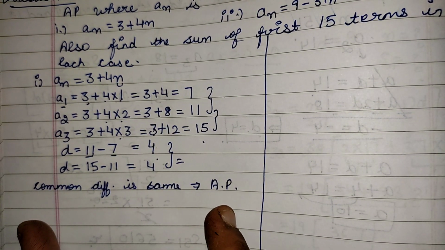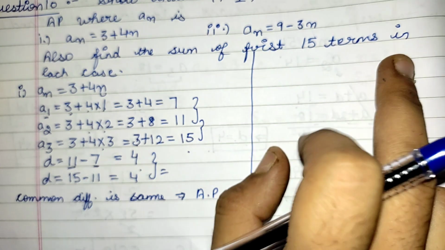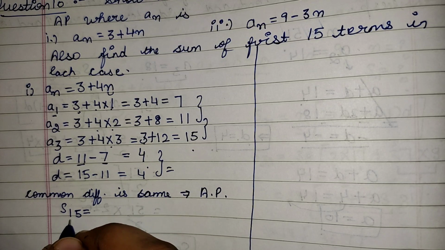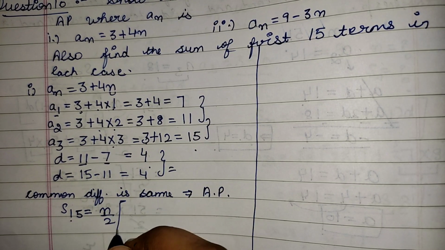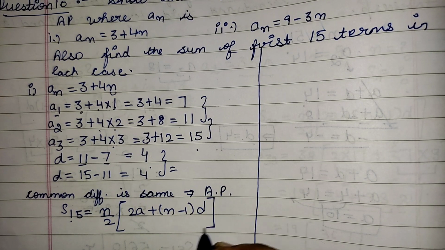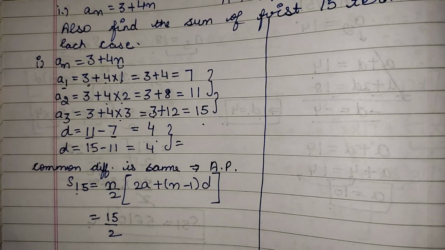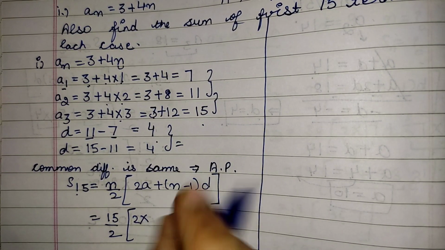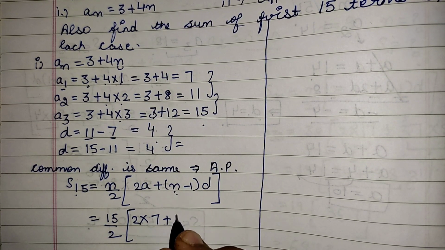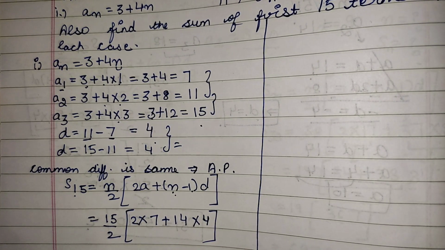So they are asking that if this is an AP, then find the sum of first 15 terms in each case. So how to find the sum? You know the formula. S15 is equal to n by 2 into 2a plus n minus 1 into d. N is my 15, by 2 into 2a. A is my 7, plus n is 15, so 15 minus 1 is 14, into d. D is also my 4.